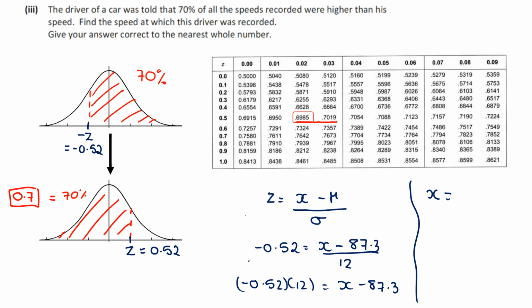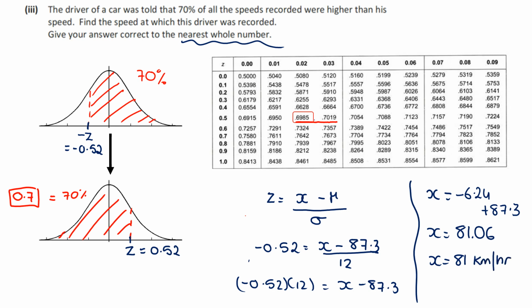X is equal to, that works out as 6.24, so minus 6.24 plus 87.3, and when we get that, we get 81.06, and they wanted that correct to the nearest whole number, so that means x is 81 kilometers per hour.